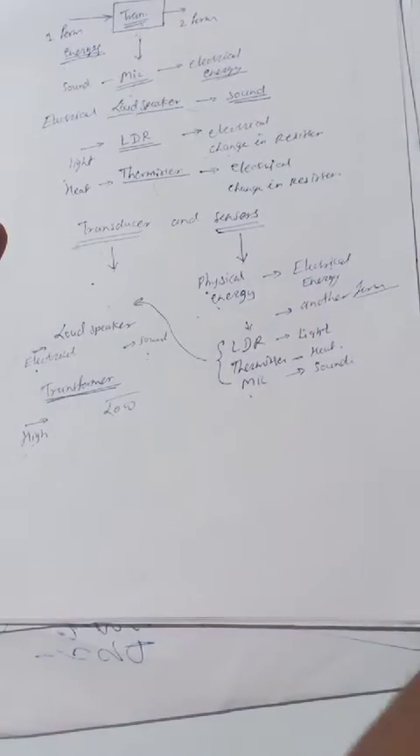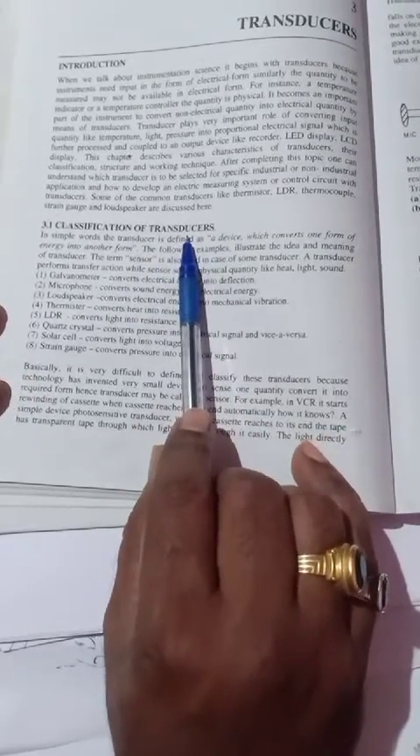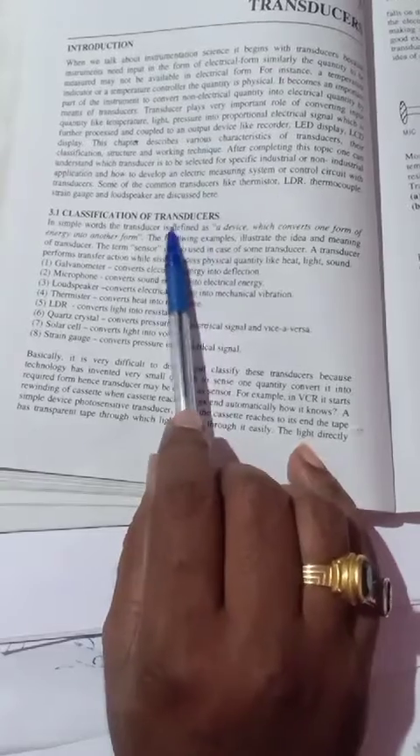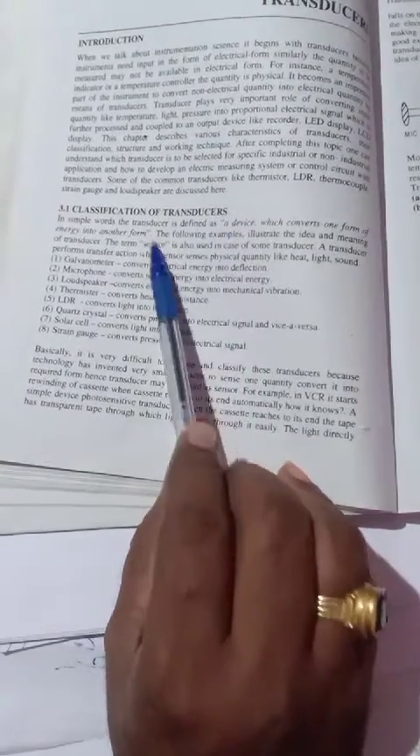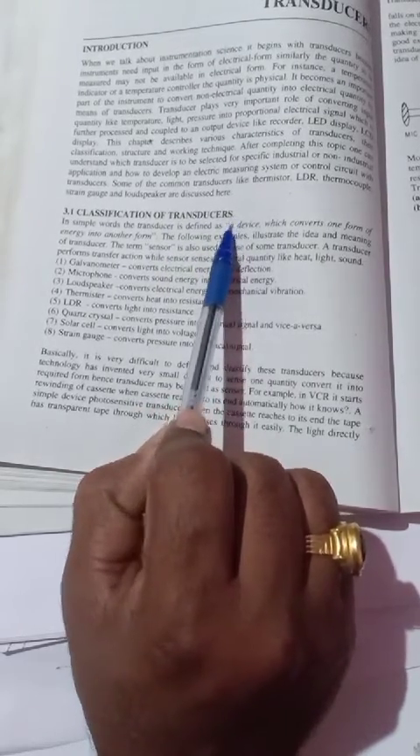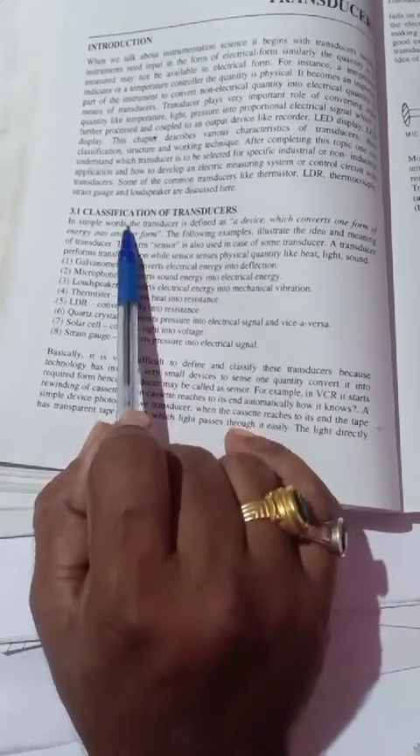In your textbook some classification is given. Here we use the common word transducer. It may be a sensor or it may be a simple transducer, but we commonly say that it is a transducer because, as I said, all sensors are transducers, but all transducers are not sensors.